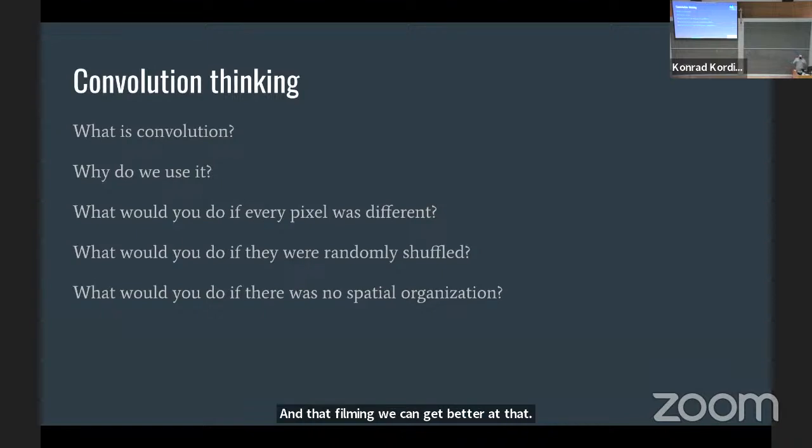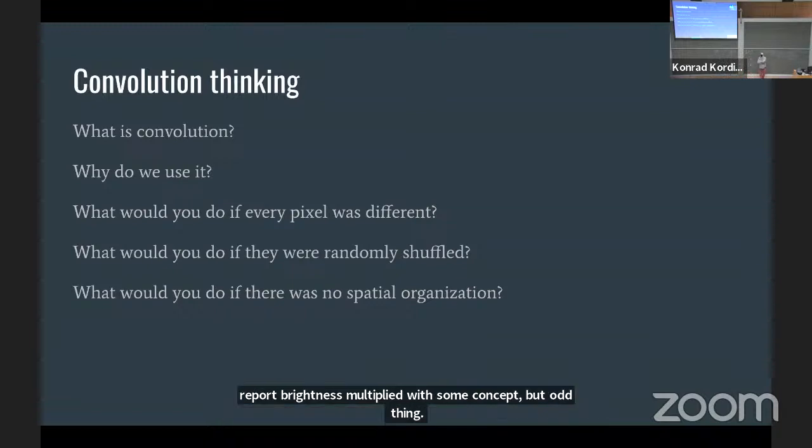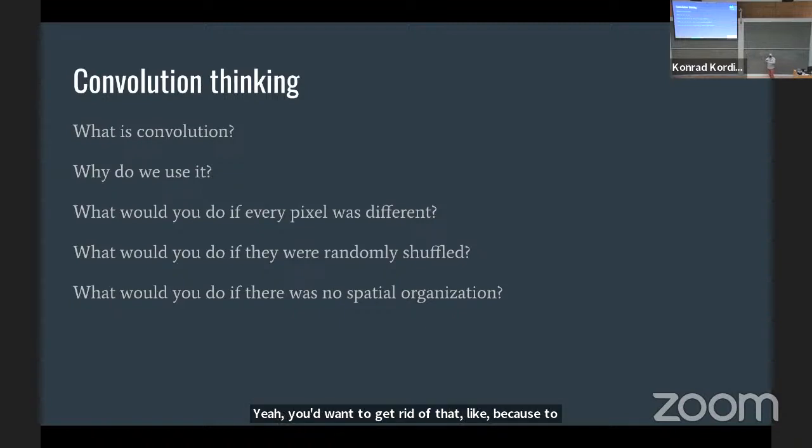Now, you've seen convnets applied to images. What would you do if every pixel was different? We take the same camera, but every pixel has its own gain. What they report is not brightness, but brightness multiplied with some constant. What would you do then? Yeah, you'd want to get rid of that, because to apply convolutions meaningfully, you need everything locally to be the same, so that the meaning of every reading of the inputs is the same. So you'd need to normalize it.